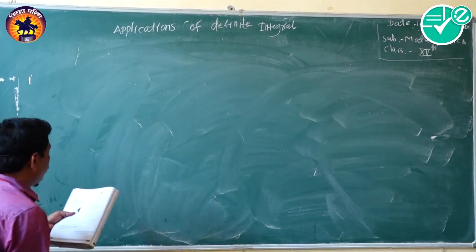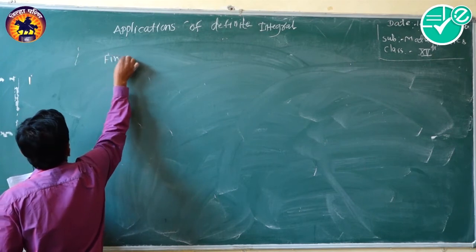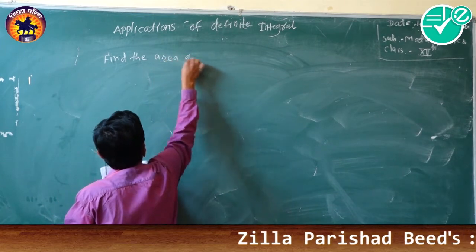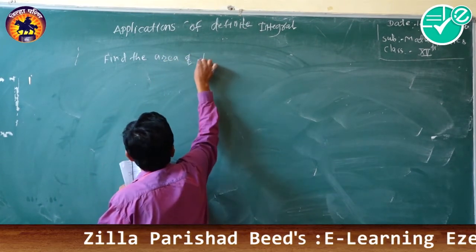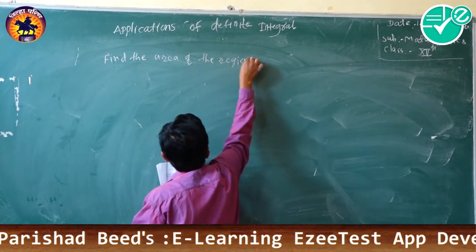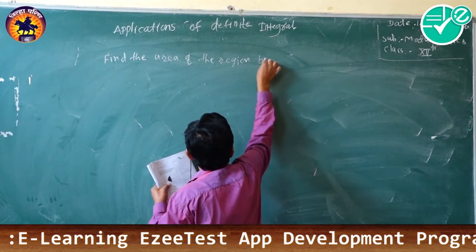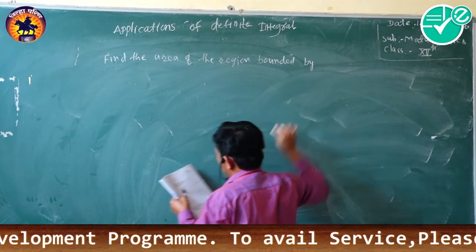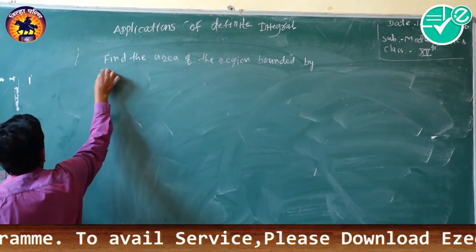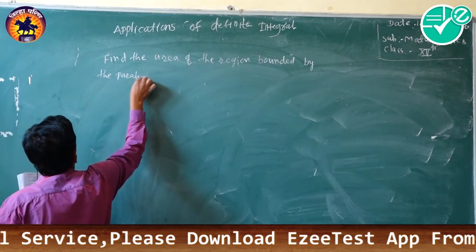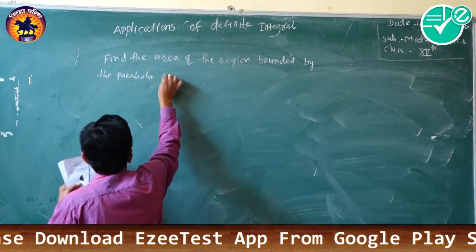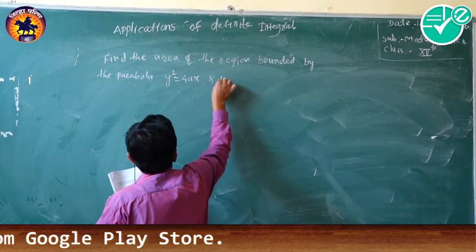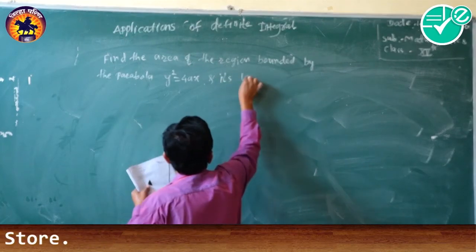Next example. Find the area of the region bounded by the parabola y square is equal to 4x and its latus rectum.